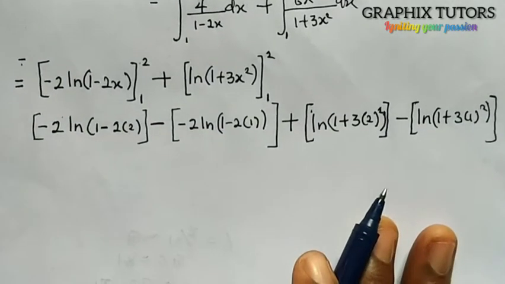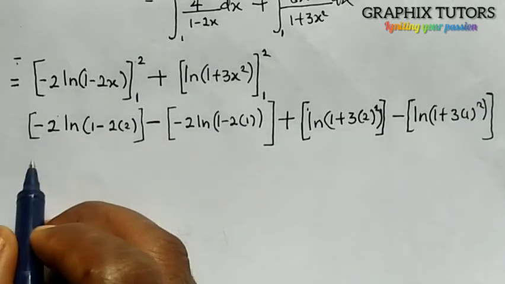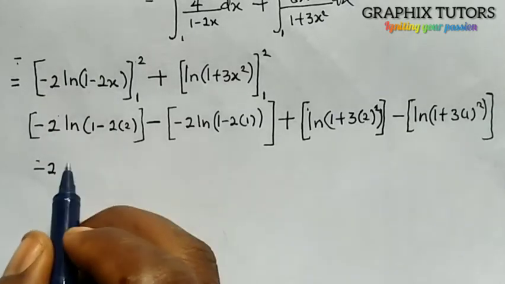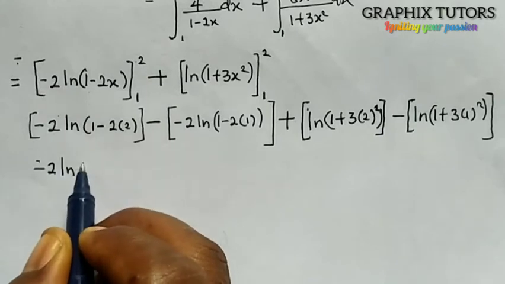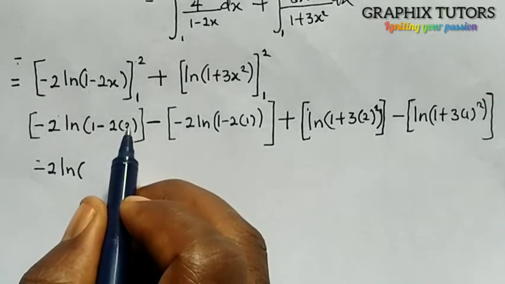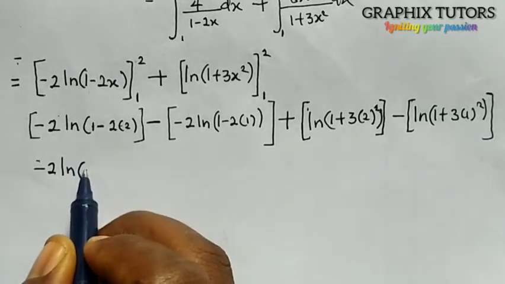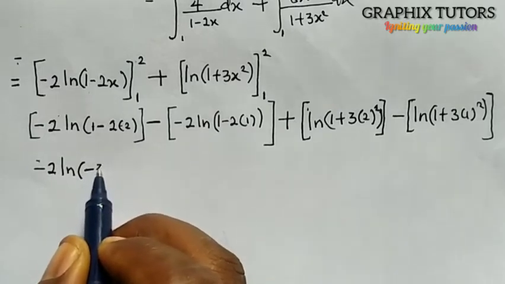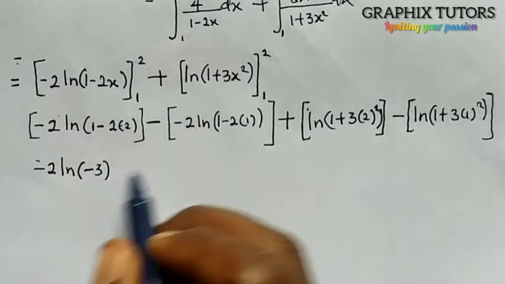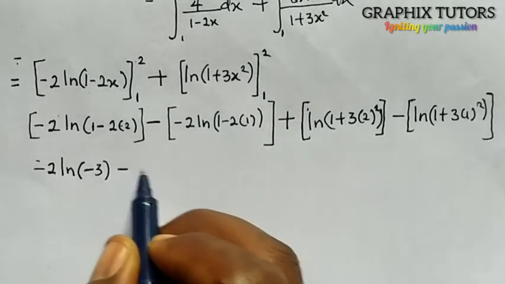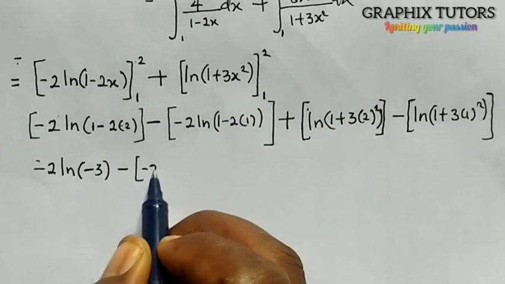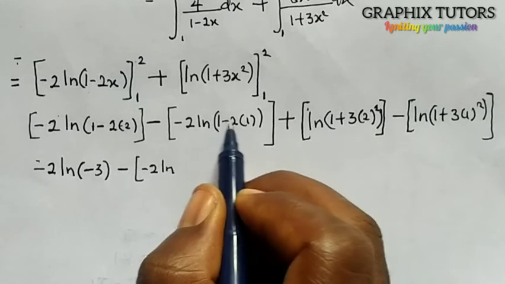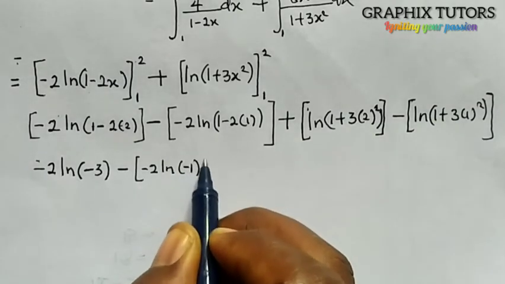let's move forward. From here, this will give me minus 2, right? Ln, if I open the bracket here, I'll have 2 times 2 is 4. 1 minus 4 is what? 1 minus 4 is minus 3. I'll close it up. Then I have this again, minus, I'll open the bracket, minus 2 ln 2 times 1 is 2. 1 minus 2 is what? Minus 1. I'll close the bracket.